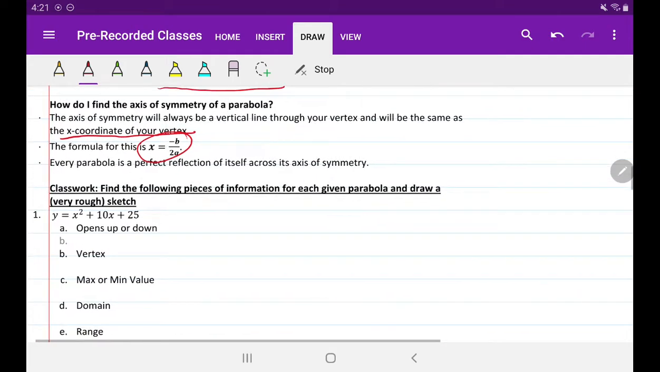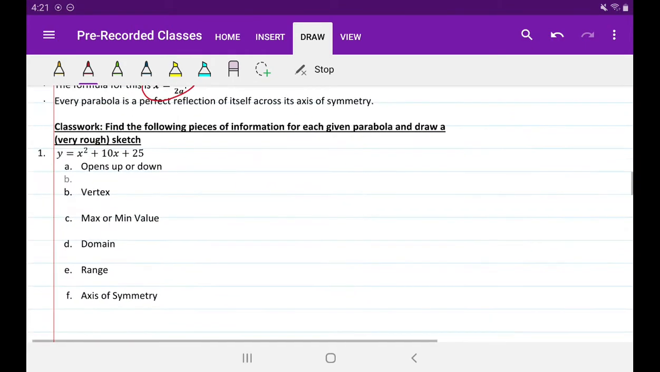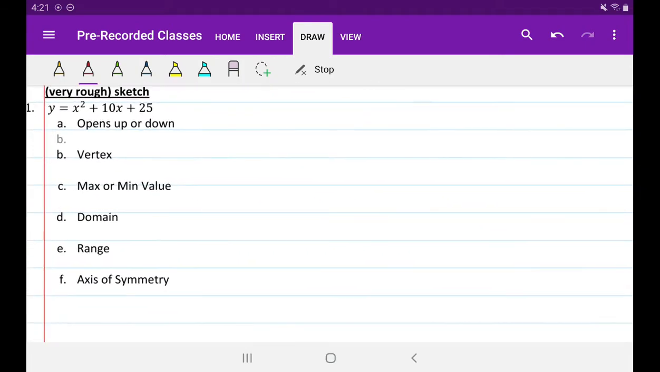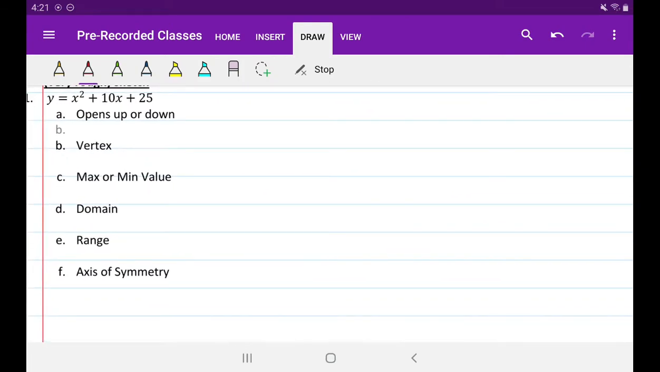So for our classwork, we have a few parabolas here, and we're going to find the following pieces of information from each one. So for number 1, we have y equals x squared plus 10x plus 25, and we want to figure out, well, does it open up or down? Well, my a value is a positive 1, so this is going to open up, okay?